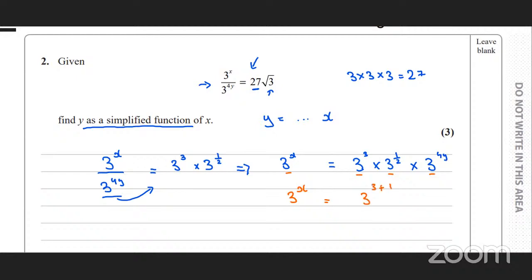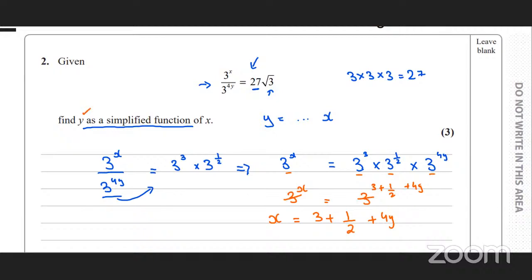So I can just add all the exponents, all the powers with one base, right? This is a rule. Finally, I can just cancel out this 3 and this 3 because they are the same, and I can equate powers. So the power on the left side is x and on the right side is 3 plus 1 by 2 plus 4y. Again, we are very close, but the question is find y as a simplified function of x.